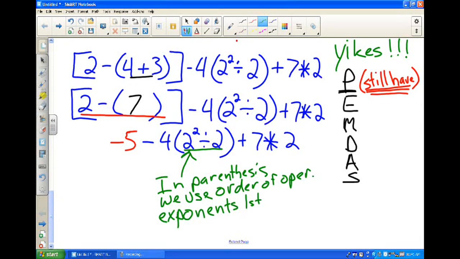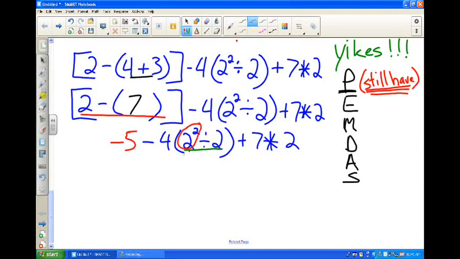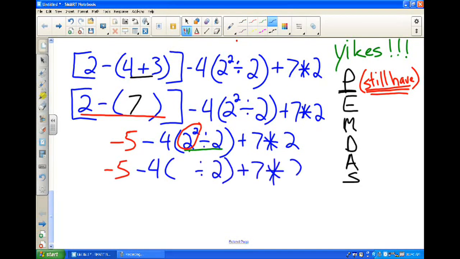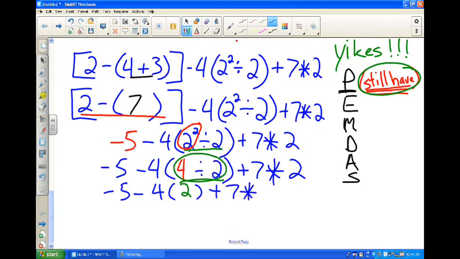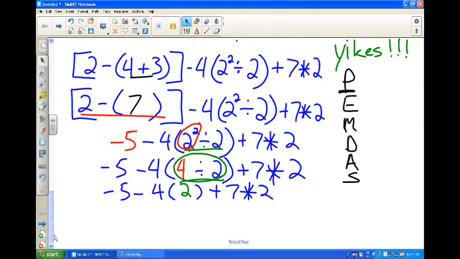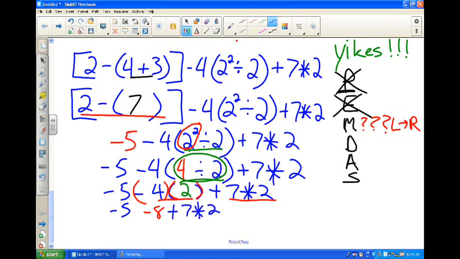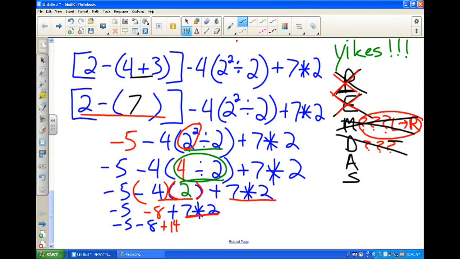Exponents are done first before dividing by 2. So then we're going to rewrite that as 4 divided by 2, because 2 squared equals 4. Next, we're going to take 4 and divide it by 2, still using the order of operations, and now we've gotten rid of all the parentheses and exponents. Next is multiplication. -4 times +2 is -8, and then 7 times 2 is 14.